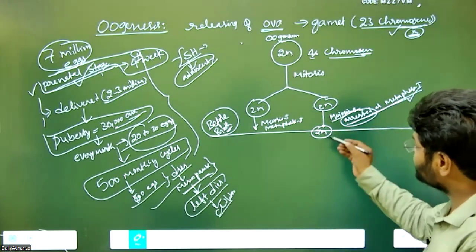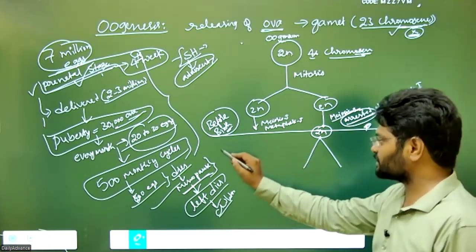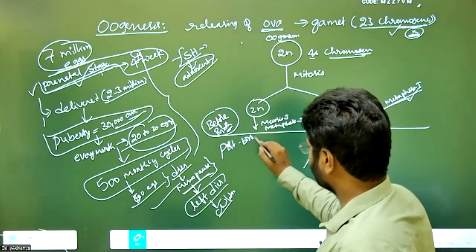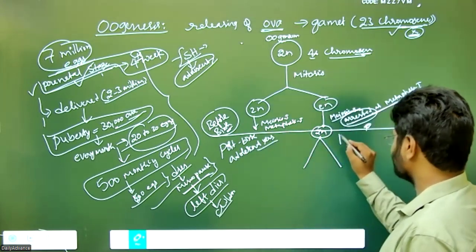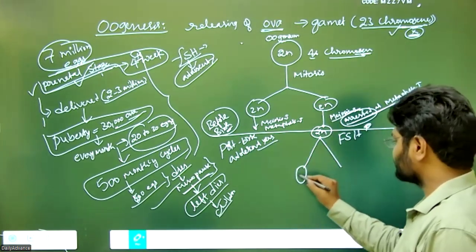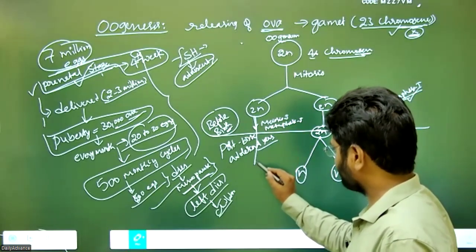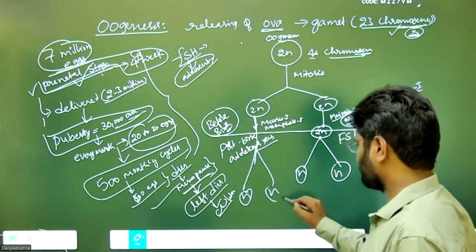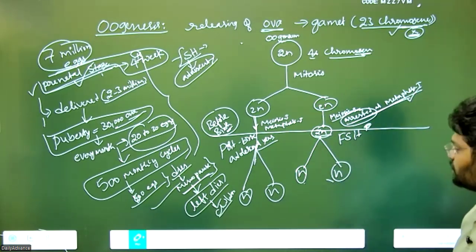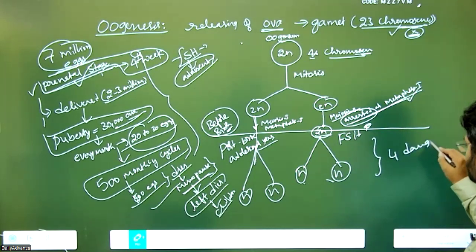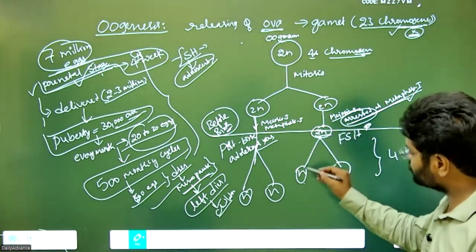Understand? So now this is triggered. Triggered means, what happens under the influence of FSH? Post birth, or adolescent years, the releasing of FSH hormone made this 2N into N. So this is also N. But these are the two daughter cells, so overall 4 daughter cells should be present. This FSH hormone made that, so it should be divided into 2 cells.